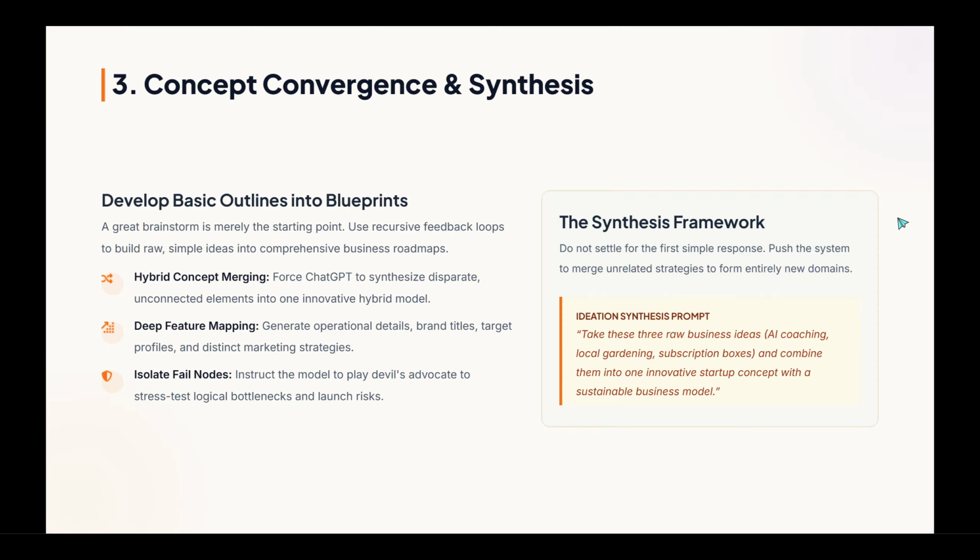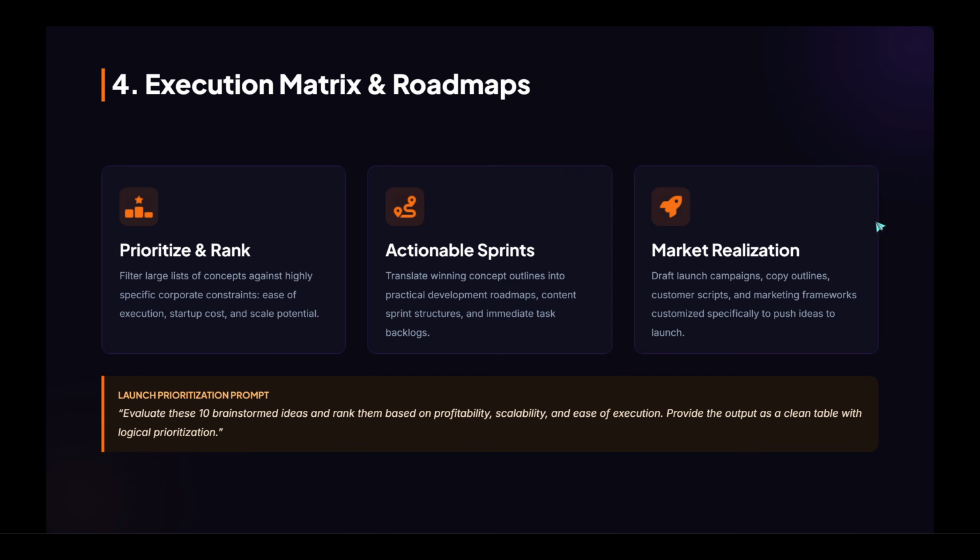Finally, turn ideas into action. Request step-by-step plans for implementation, content outlines, product roadmaps, or marketing strategies. Ask it to help you prioritize the strongest options based on your goals and resources. For example, evaluate these 10 ideas and rank them based on profitability, scalability, and ease of execution. Keep iterating until you have a clear next step and move from brainstorming to building with confidence.